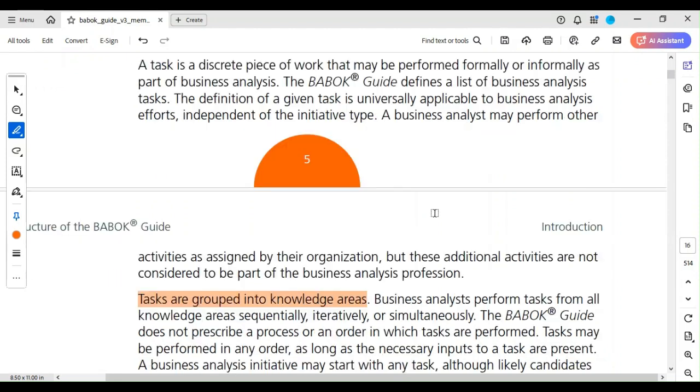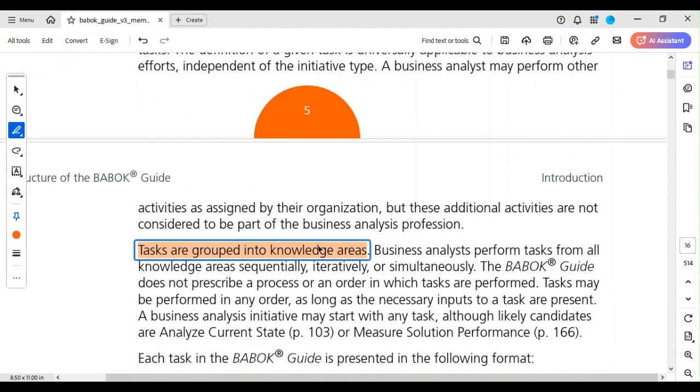A business analyst may perform other activities as assigned by their organization, but these additional activities are not considered to be part of the business analysis profession. Remember, initially we stated that you may not have the role of a business analyst, but you perform the tasks of a business analyst. And here they are telling you that there are also some tasks that you may be performing that have been assigned to you by your organization, but these are not within the office of business analysis.